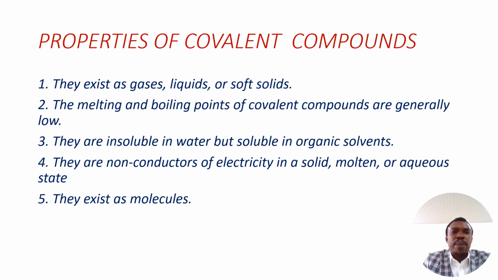So I want to look at the properties of covalent compounds, which are characteristics of covalent compounds. The first one is they exist as gases, liquids, or soft solids. They are usually gases or volatile liquids. Number 2, they have low melting point and low boiling point. The melting point and boiling point of covalent compounds are generally low, and the reason is because the molecules are held together by weak intermolecular forces of attraction, which are basically van der Waals forces. Then number 3, they're insoluble in water but soluble in organic solvent. They're insoluble in polar solvent, but soluble in non-polar solvent, which are organic solvents.